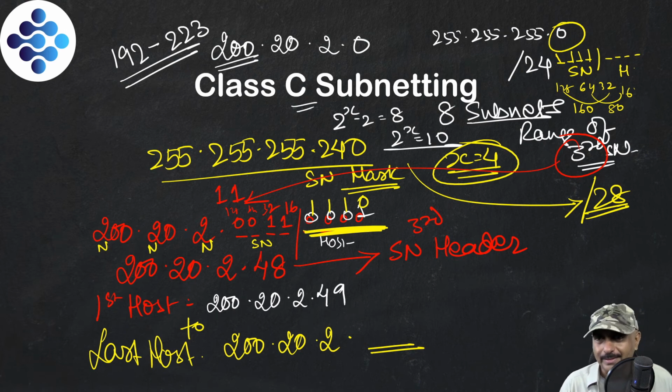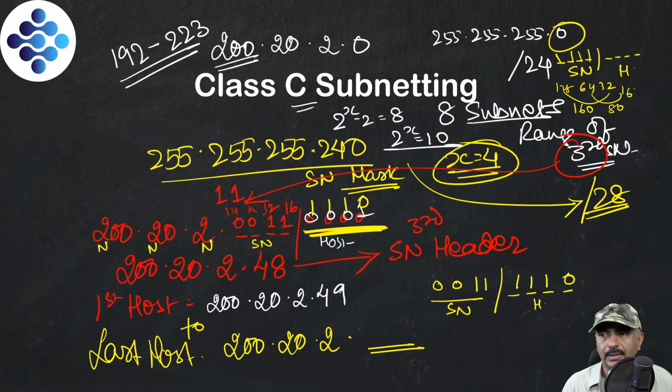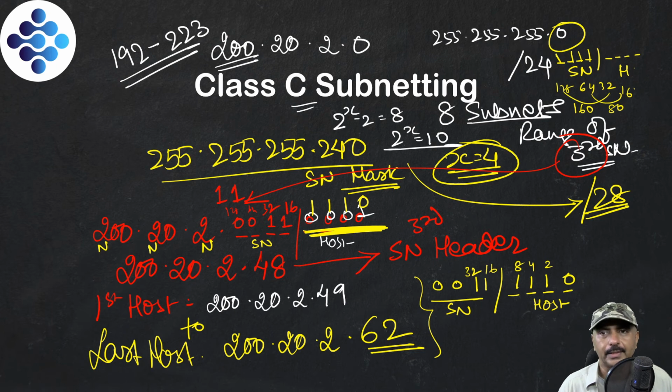Okay, it is 32 plus 16. See, this would be the bit placement 0 0 1 1. This was the subnet portion, and 1 2 3 4, this would be 1 1 1 and 0. This would be the host portion. So here it would be 2, 4, 8, 16 and 32, right? If we total this, it would be 32 plus 16, 48, 48 plus 8, 56, plus 4, 60, plus 2, 62. The answer would be 62, and this is what is called the range.